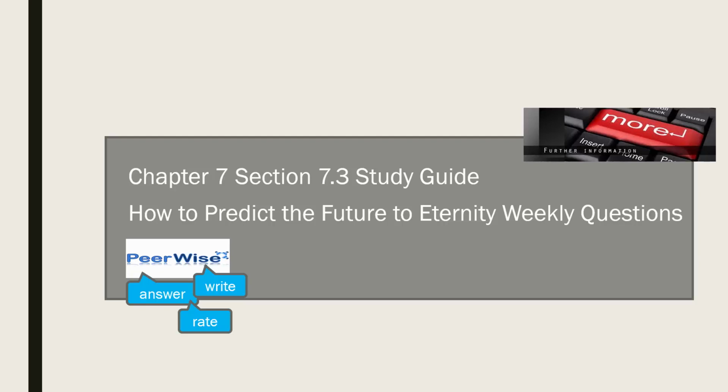For further information on how we calculate risk in finance theory, go back to Chapter 7, Section 7.3 in the study guide, and also review How to Predict the Future to Eternity weekly questions. Also answer, write and rate questions on how to predict the future to eternity in Peerwise.